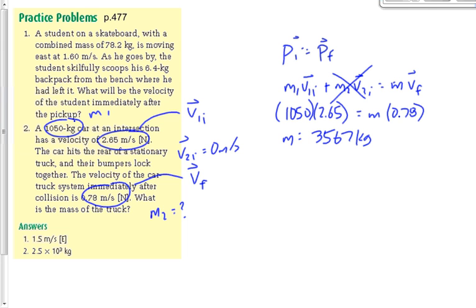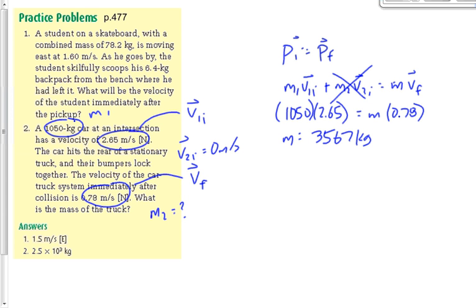Boy, oh boy. This is a quiz question. This is a test question. This is a diploma exam question. I guarantee you at least a quarter of you will bubble in that one. 3,567. If this is a multiple choice question, I guarantee it's an option. But why is it wrong?